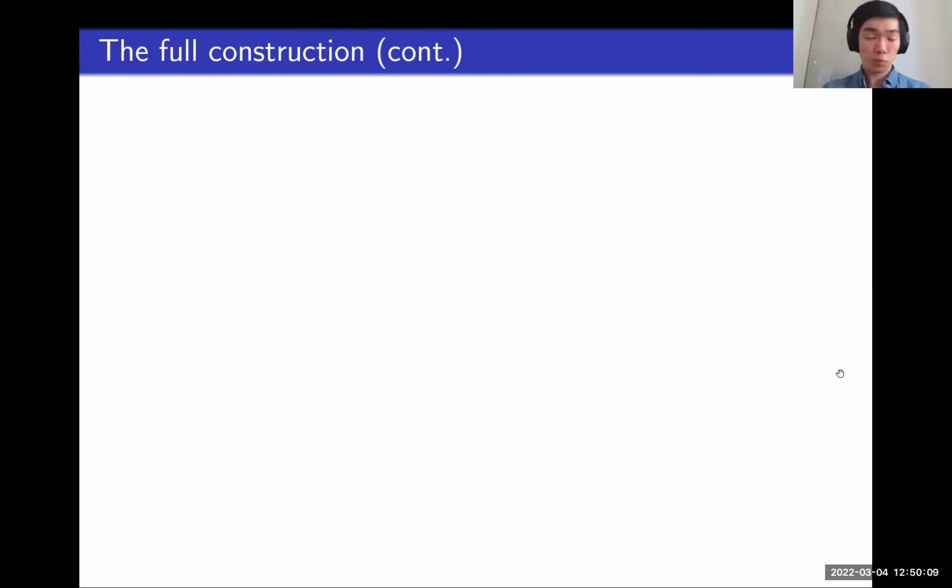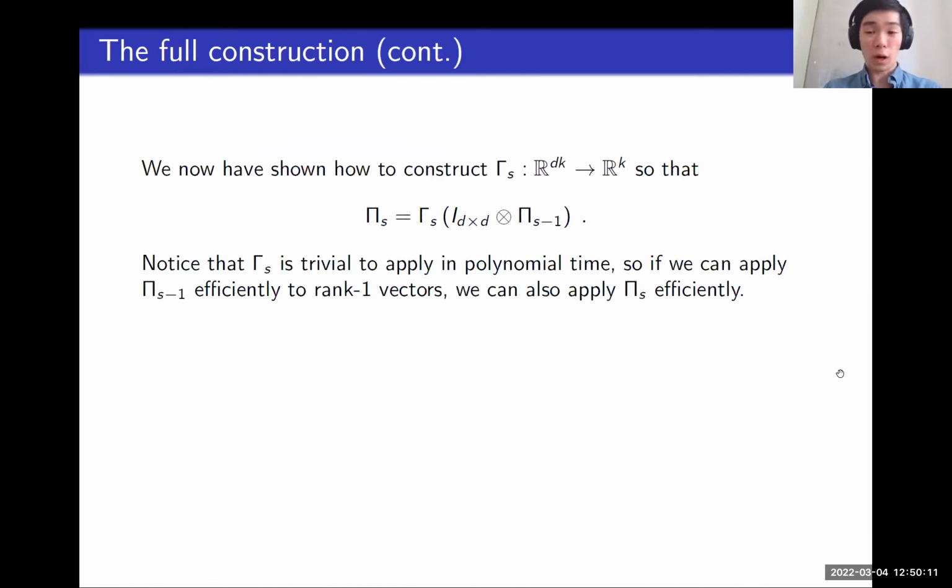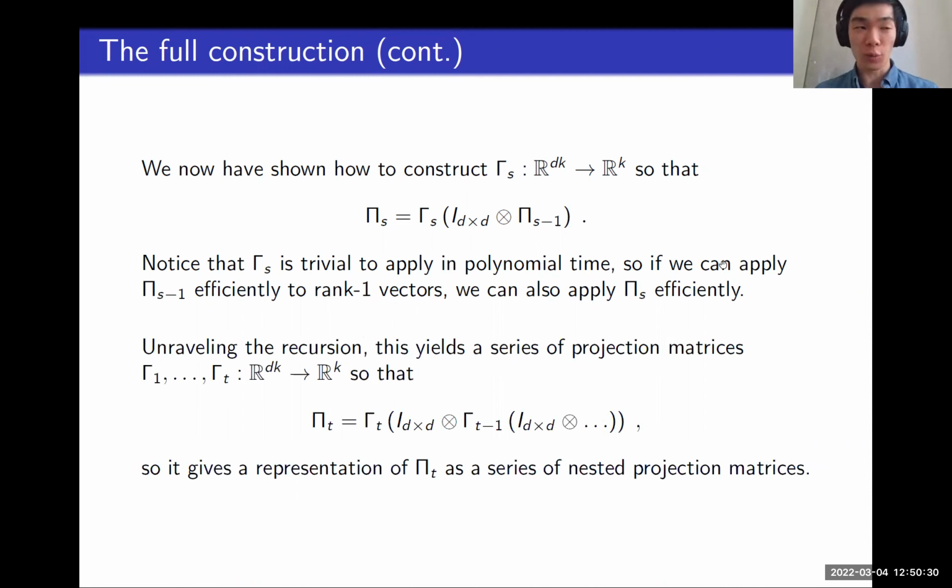Okay, so our iterative construction of the projection maps looks like the following, right? We have a dk by d projection matrix, and we're composing this with identity tensor the previous projection matrix. If we unravel this recursion, we'll get a projection matrix of the following form: a dk by d matrix, and then identity tensor another dk by d matrix, and basically there's this iterative form.